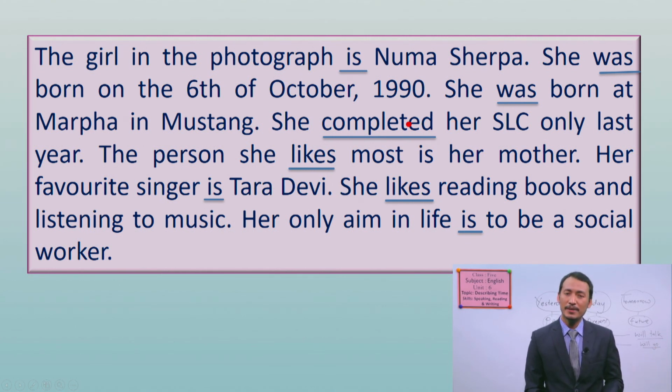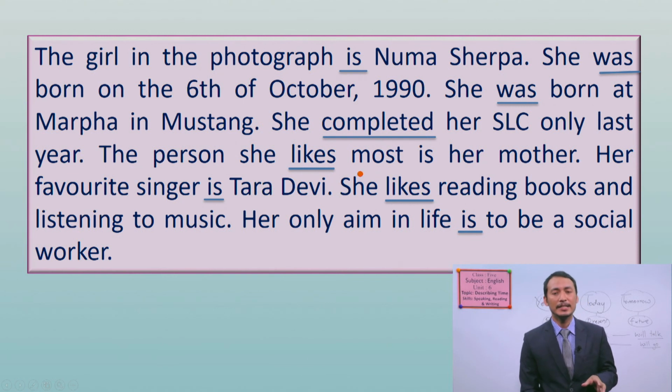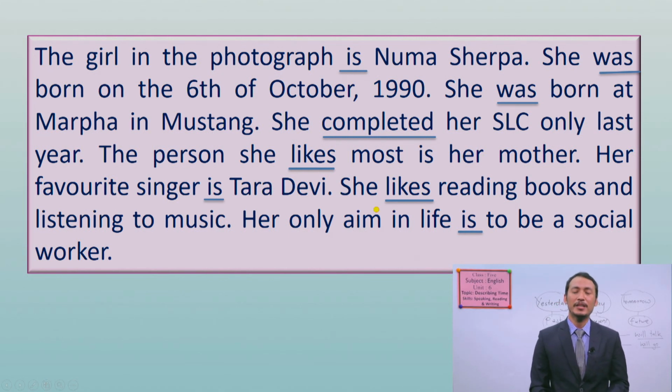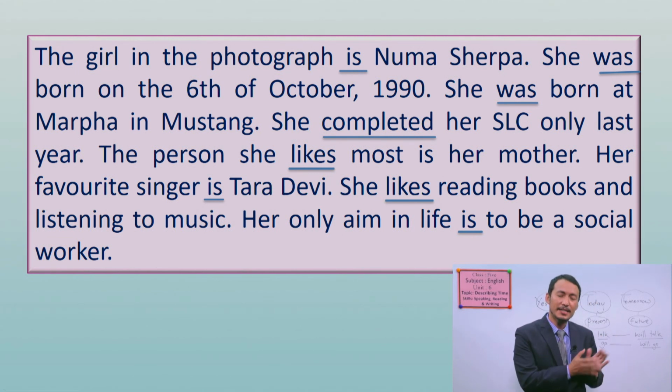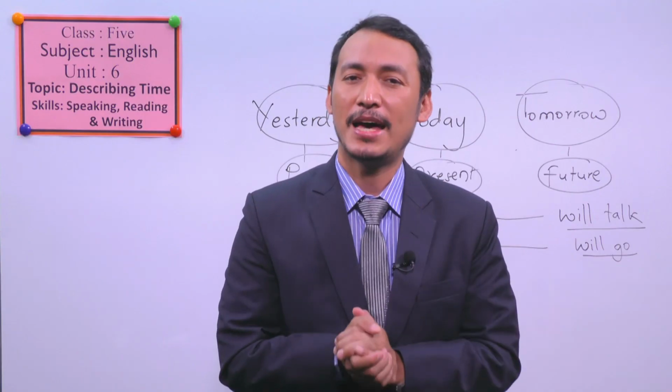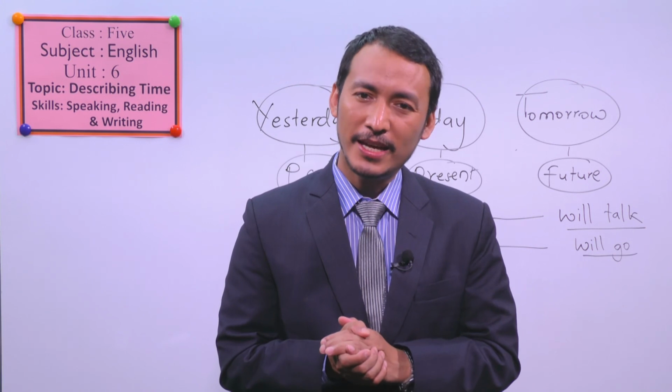So we use completed, which is a past verb. Yes, she did it in the past. And you can express likes and dislikes, or your favorite things, in present form, like she likes, she is. Her aim is to be a social worker. You can talk about aims, likes and dislikes, your favorite things and your hobbies in the present, but for things that you did in the past, you have to use past verbs. Are you clear, students? Okay.